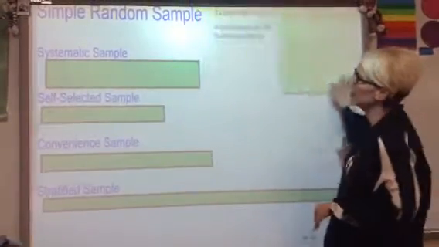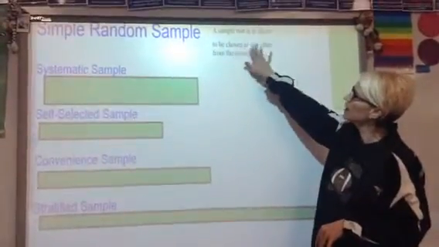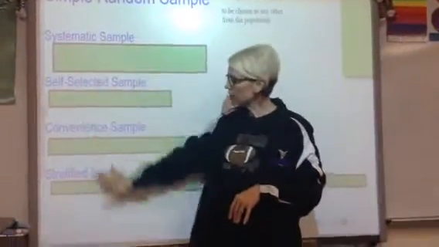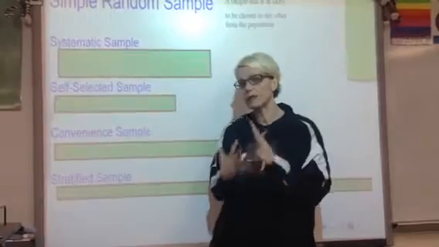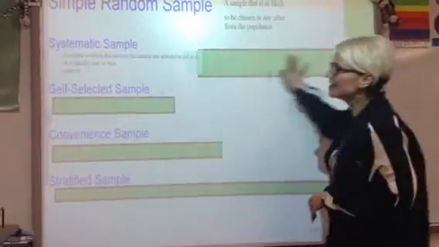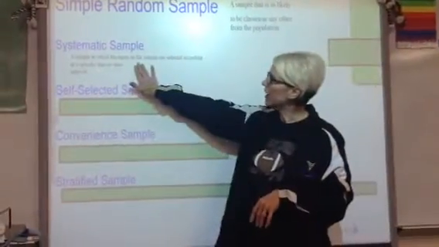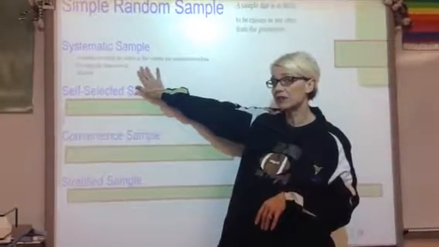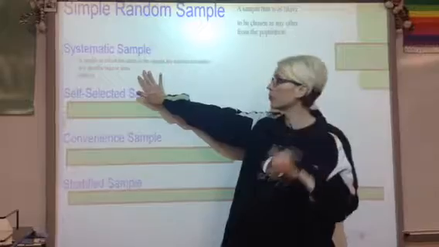Now, a simple random sample is a sample that is as likely to be chosen as any other from the population. These are the 4 types. These are the 4 examples I gave you in the Mr. Drews survey. A systematic sample is a sample in which the items in the sample are selected according to a specific time or item interval. Time or item interval is very important there.